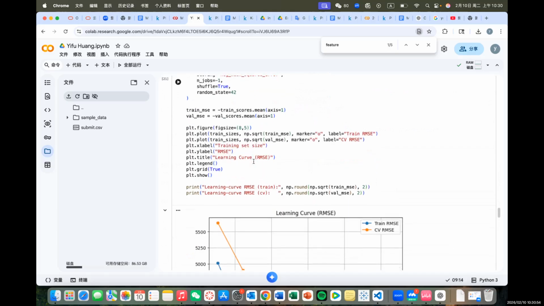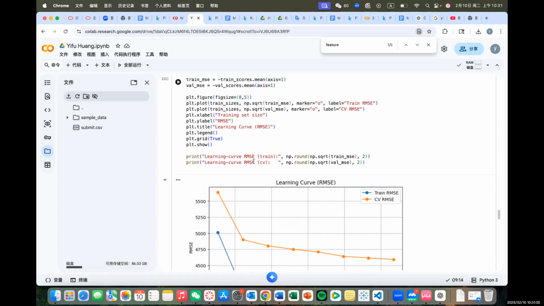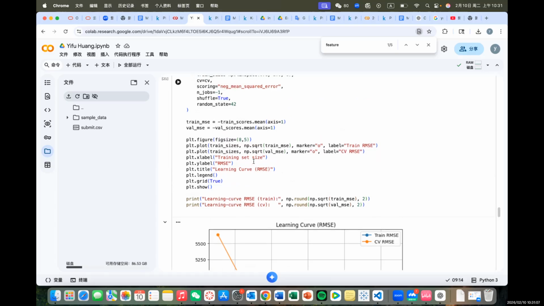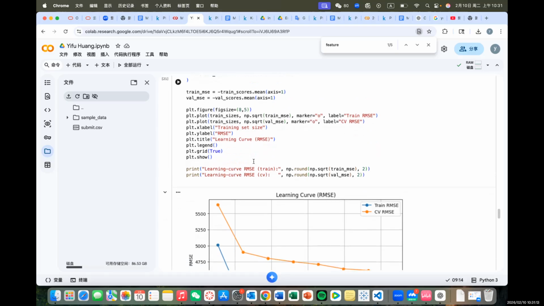on validation performance. So the second question is, what did I do to assess and improve the model fit? To assess model fit, I mainly used three tools: cross-validation, learning curve, and residual analysis. First, I used five-fold cross-validation to estimate generalization performance. This is more reliable than a single train-test split.